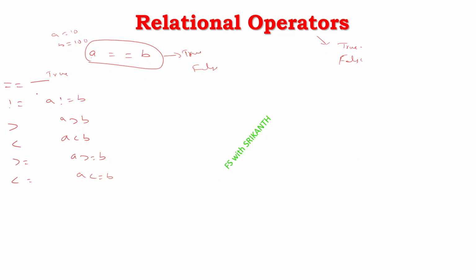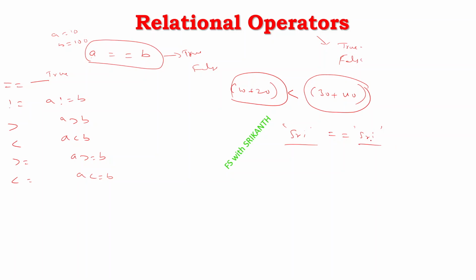Relational operators can be used with various data types including numbers, strings, even other objects. Suppose here 10 plus 20, 30 plus 40. In this way we can compare expressions, not only numbers, even strings also. Suppose "Sri" equal to "Sri", these are equal operators. We are comparing strings, and it is also allowed. When comparing strings, relational operators use lexicographical, dictionary-style comparison based on the ASCII values.